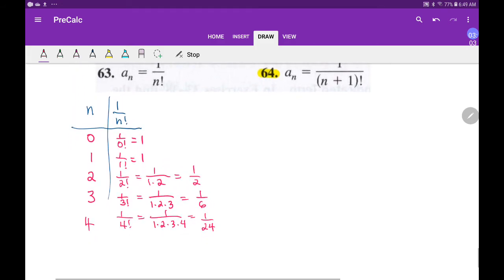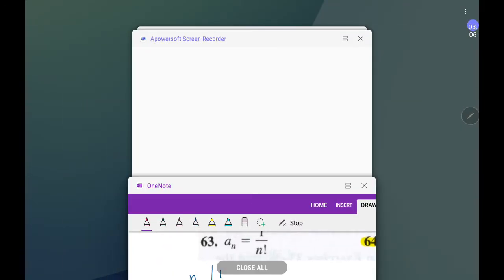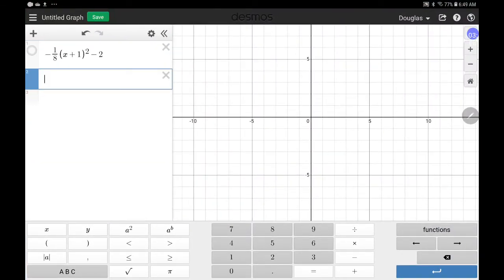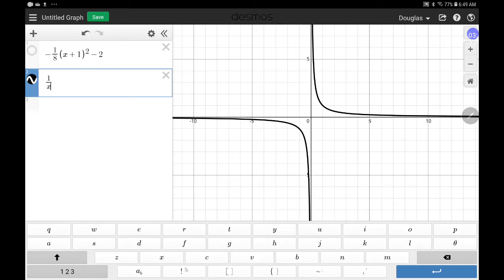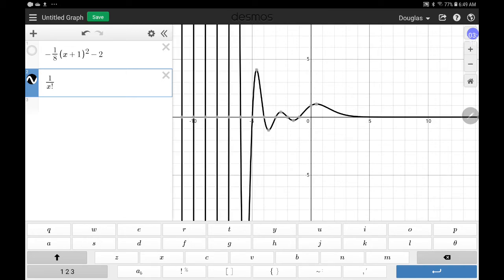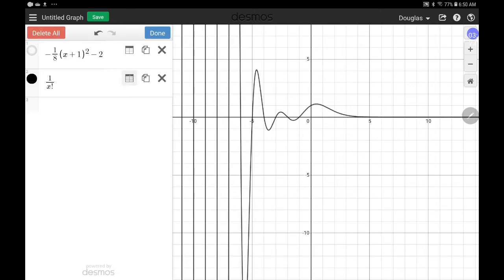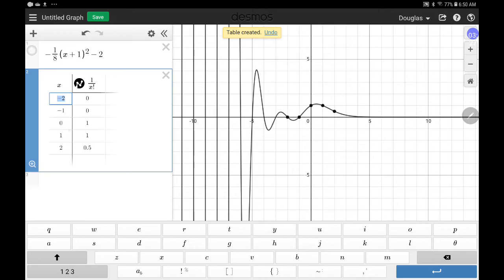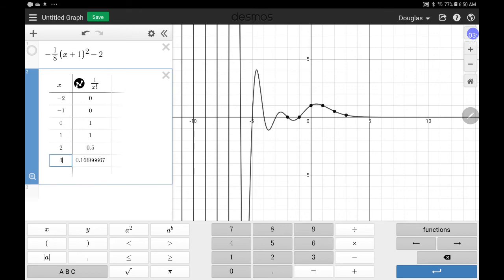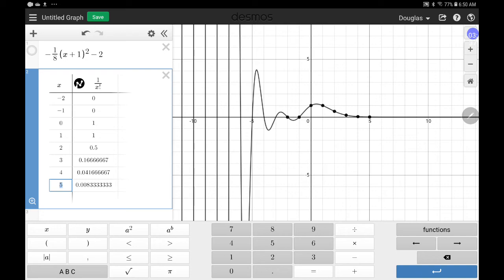So let me run over to Desmos and do that. And if you recall, the function was, I'm going to use x, of course, because that's what Desmos likes. I'm going to say x, and then I'll just say exclamation point. And I will go over here to my table feature. And I've got 0, 1, 2, and I'll just go ahead and add 3. And you can see that we're getting smaller and smaller, and if you kept going, you can see what happens with the graph.